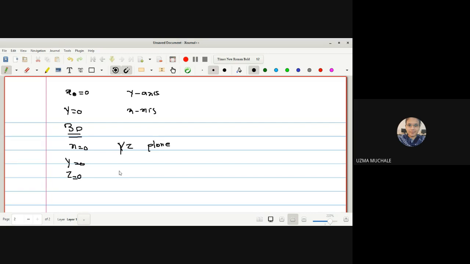Now after that, we have discussed that to find out an equation of a line in a 3D space, what we need is first a point on the line, and the second is a direction vector.